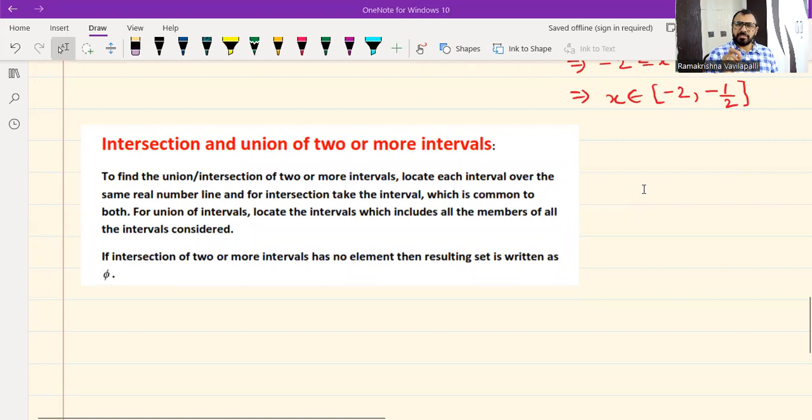In another separate video, I'll solve a few questions based on these intervals because this video becomes a little lengthy. In a separate video, I'll solve a few more questions, how to solve linear inequalities, how to express intervals, etc. So let us finish this video by discussing intersection and the union of two or more intervals. Intersection means which is common to both. Union means club those two or more intervals. You have to consider everything.